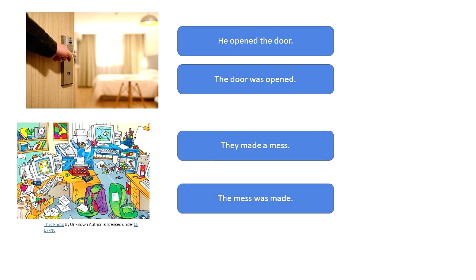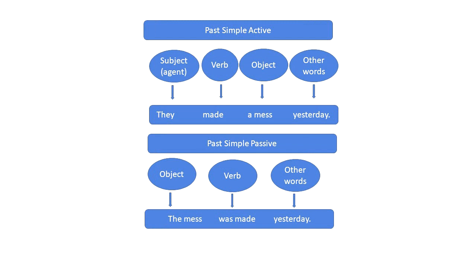Now, why don't you pause this video for a while, look at the pictures and sentences, and try to answer which ones are active voice and which ones are the passive voice. And what would be your answer? What would be the main difference between active and passive voice sentences in past simple tense? Now, let's see if we have the same answer.